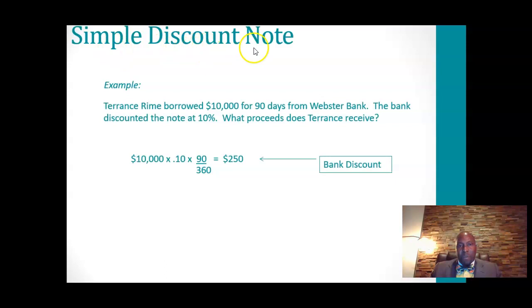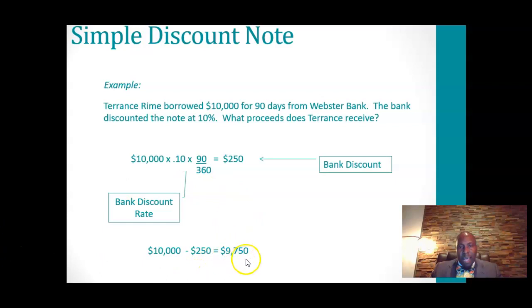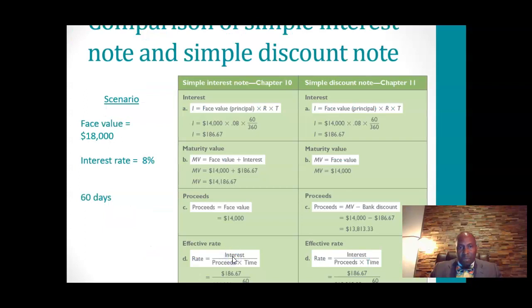When you have a simple discount note, we're going to deduct the bank discount from the face value of the note, and the actual amount received, or the proceeds received by Terrence, will be $9,750. So again, when you have a simple discount note, it means that the bank discount, or the interest on the note, is deducted in advance from the face value of the promissory note, and you're going to receive the difference, known as the proceeds.